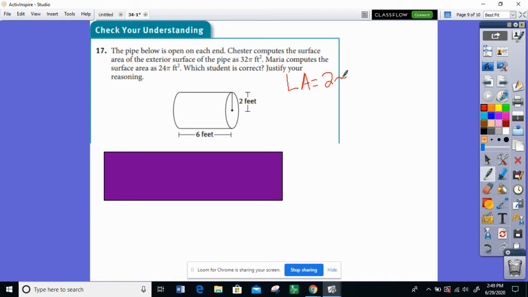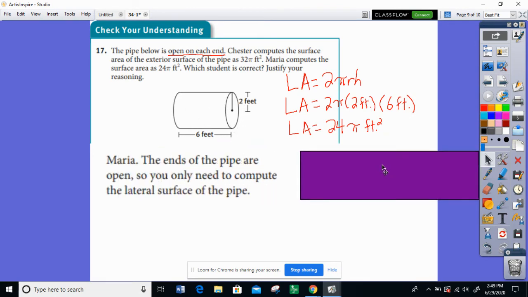Well, let's start out by solving the lateral surface area formula. That's going to be 2 times pi times r times h. Well, let's see, 2 times pi times the radius, which is 2 feet, times the height, which is 6 feet. So once we work all that out, 2 times 2 is 4, 4 times 6 is 24. So that's going to be 24, and then there's a pi left over, feet squared. Since it says that the pipe is open on each end, that means we do not need to include the area of the 2 circles. We only need to calculate the lateral surface area.